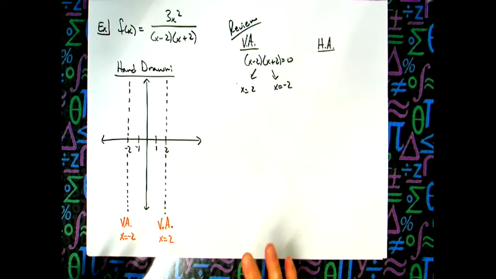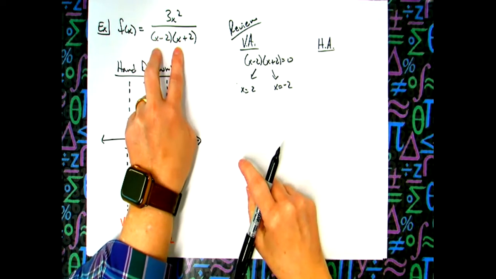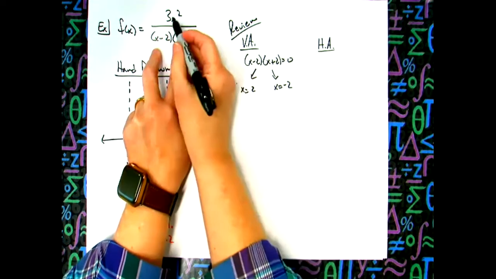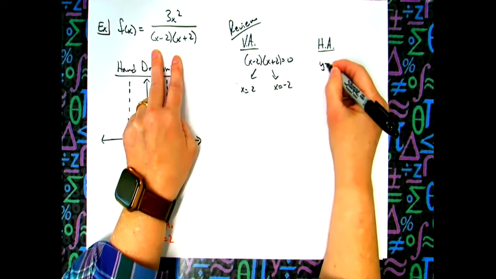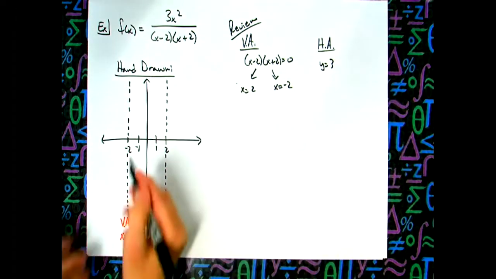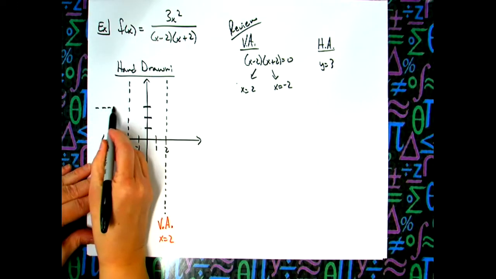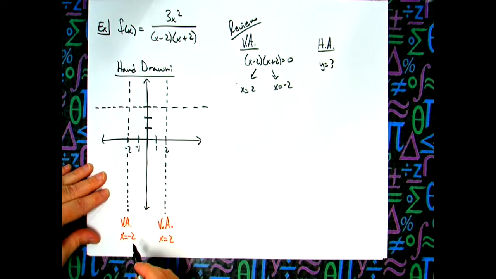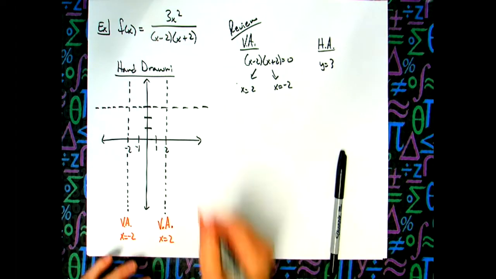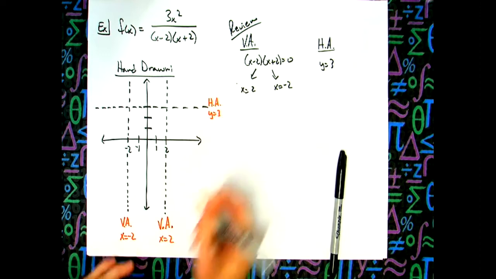Now it's not sitting really nicely for you to use the rules, but I've got an x squared up there, right? If I multiplied this out, wouldn't I have an x squared on the bottom? So then I'd have a 3 on top and a 1 on the bottom. So the horizontal asymptote is 3, so y equals 3. Then again, if I'm drawing this by hand, I would literally put that horizontal line on there, and I could label it as a horizontal asymptote, y equals 3.